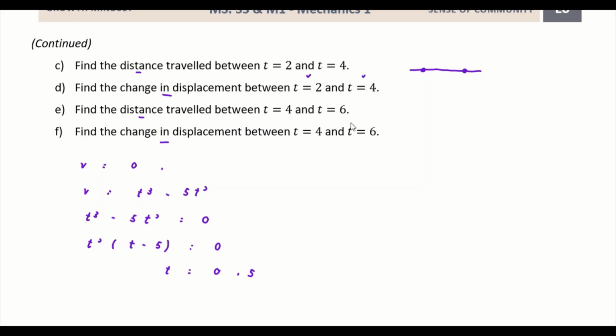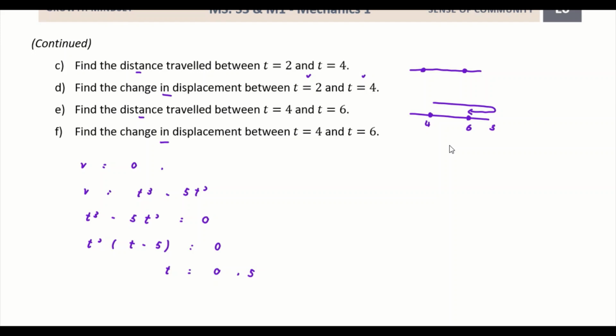But E and F are going to be harder, because this is my 4 and maybe this is my 6, and it involves a change of direction. I don't know whether 6 will be much further on or not, but the idea is that it will involve a change in direction here, where this is the 5 and this is the 6. So that's the difference. Now let's see how we answer C first.